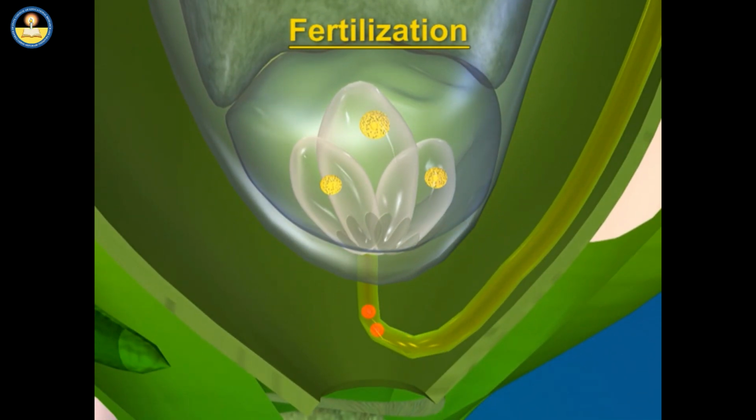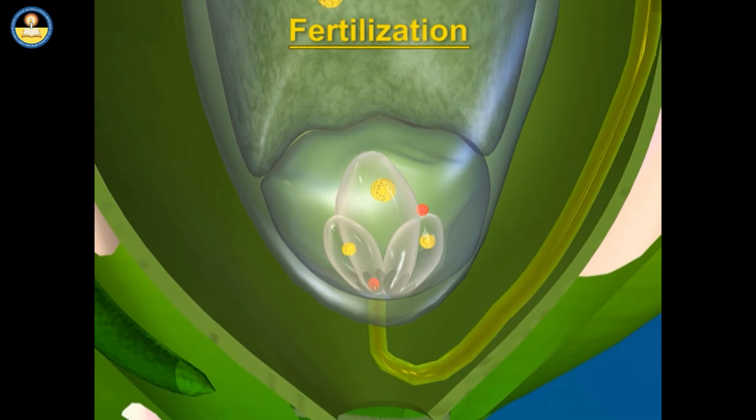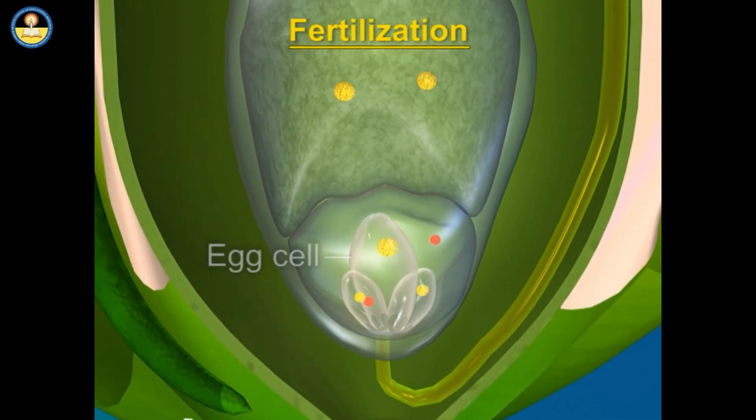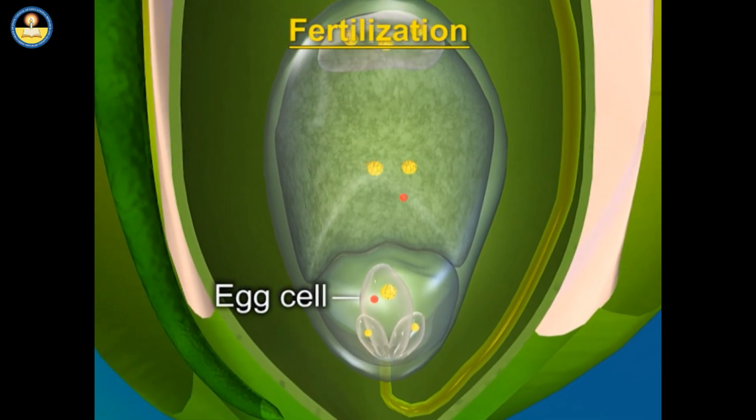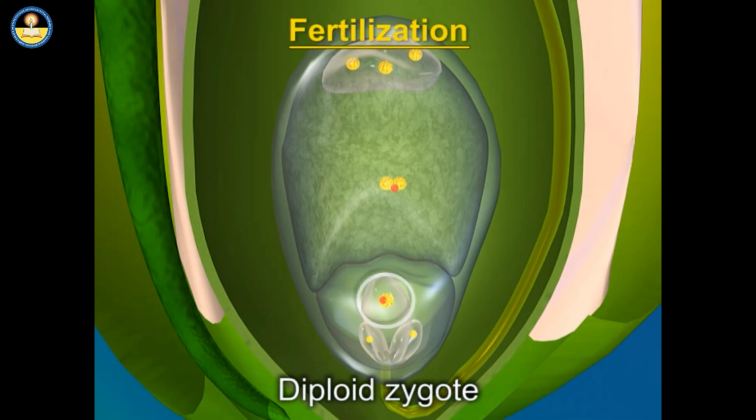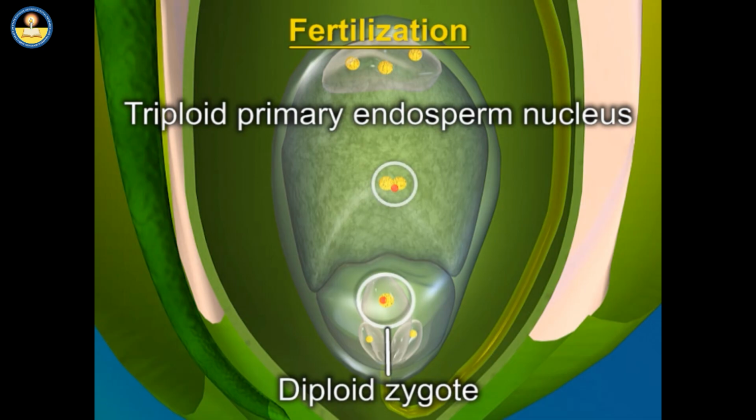And two male gametes enter the embryo sac through the micropyle. Once the pollen tube enters the embryo sac, its tip dissolves and the male gametes are liberated. One of the male gametes fuses with the egg cell present between the synergids and produces a diploid zygote. The other male gamete fuses with the diploid secondary nucleus and produces a triploid primary endosperm nucleus. This is called double fertilization.